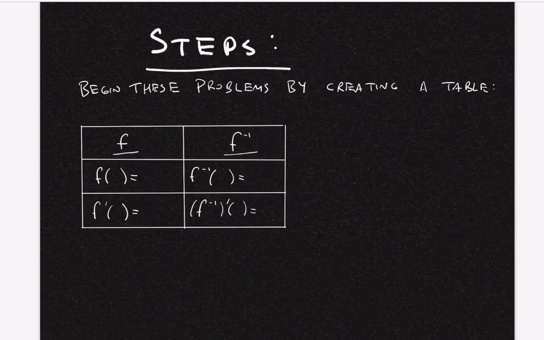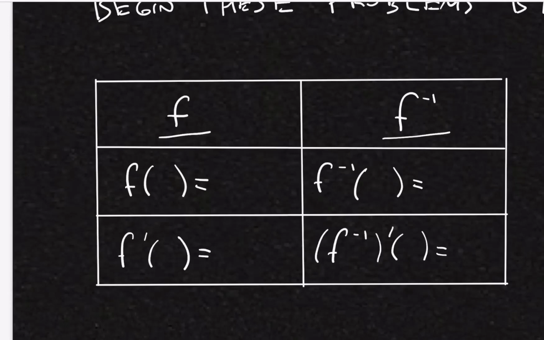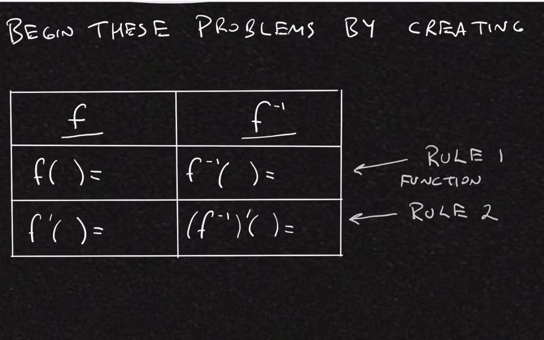If you're given a function of x and you're looking for the derivative of the inverse of that function at some point, begin these problems by creating a table. The left-hand column is for f, and the right-hand column is for the inverse of f. For the first row, we use rule 1. That rule is dealing with the function itself and its inverse. For the second row, use rule 2. Rule 2 deals with the derivatives.